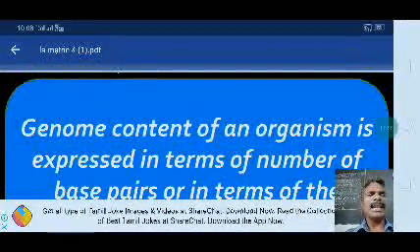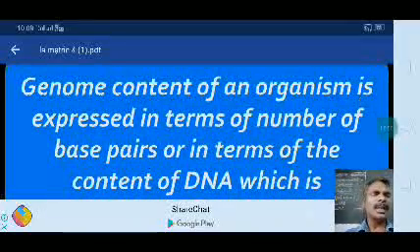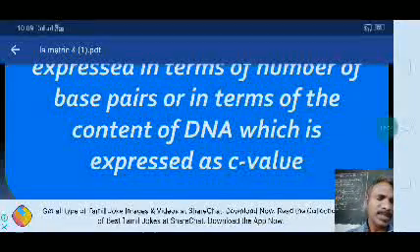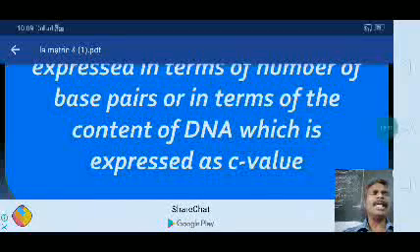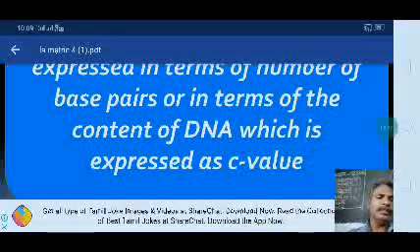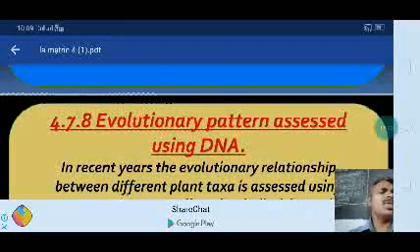The genome content of an organism is expressed in terms of the number of base pairs, or in terms of the content of DNA, which is expressed as the C value. Okay. The next one is evolutionary pattern assessed using DNA.